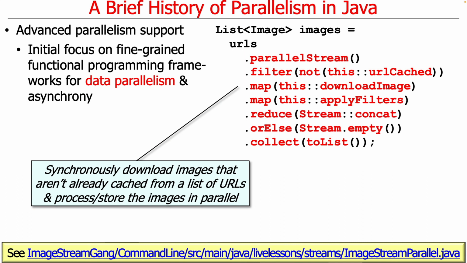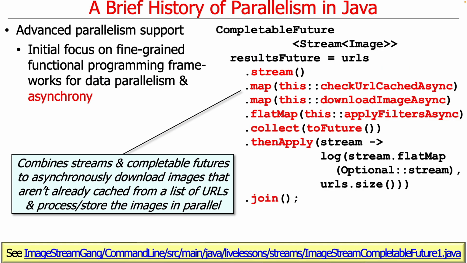And then, of course, there's the other approach. This is an example of synchronously downloading images that aren't already cached from a list of URLs and then processing and storing the images in parallel. So this is the data parallelism part. This is parallel streams. You take some data, which is a list of URLs. You make this run in parallel. You get rid of things that are already cached, keeping only those that aren't. You then download them, apply filters to transform them, and then collect the results into a list.